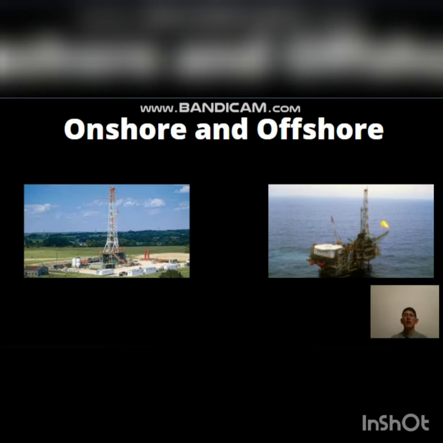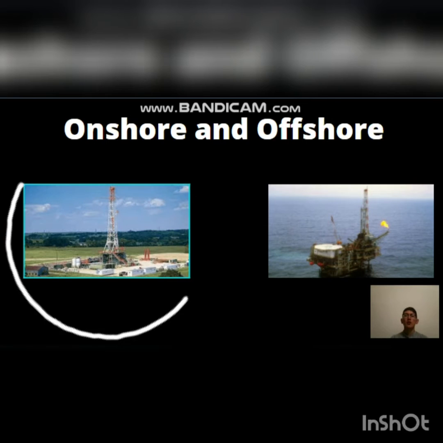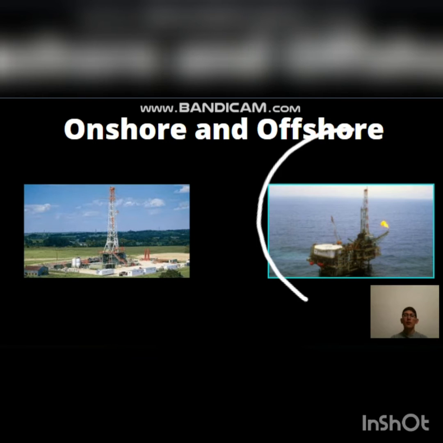This part is about onshore and offshore. The first picture is onshore, second is offshore. Onshore means on land, and it's located on land, and any oil and gas industry exploration and production work done on land with land equipment. Offshore is located on top of sea or water, any water, and for this offshore we use marine equipment.